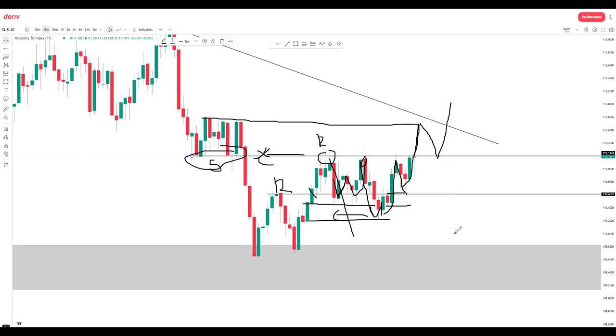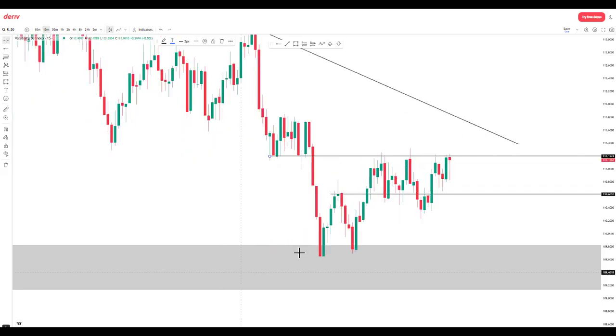We are done. The market is predictable only if you rely on your left-hand side. The market is just moving between support and resistance, support and resistance, support and resistance. We are done. Let me erase.